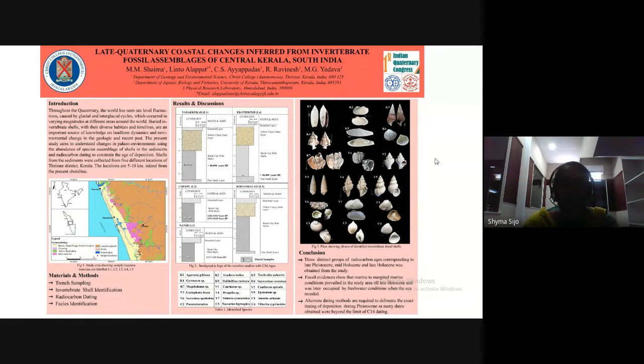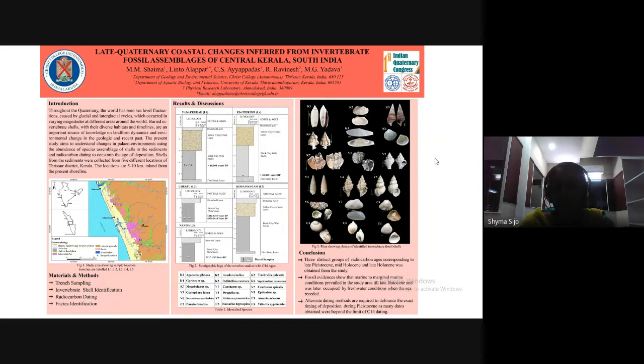And I'll be presenting Late Quaternary coastal changes inferred from invertebrate fossil assemblages of central Kerala. Throughout the Quaternary, the world has witnessed sea level fluctuations that are caused by glacial and interglacial cycles, and these fluctuations occurred in varying magnitudes at different areas around the world.